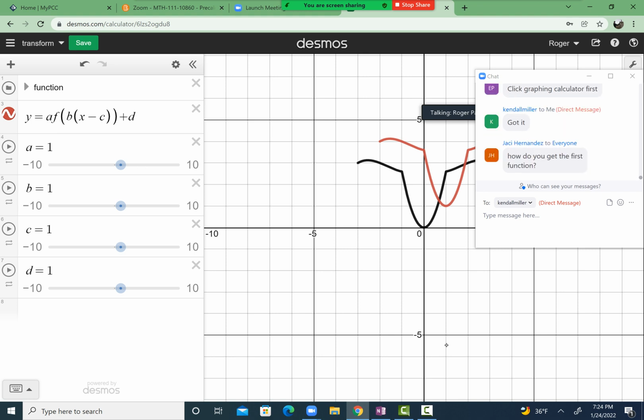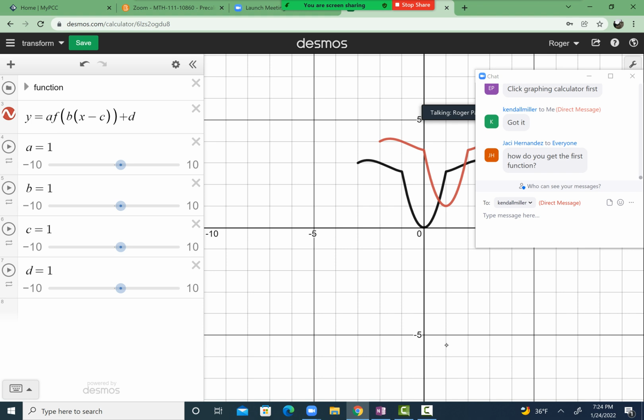All right, how do you get the first function? Okay, I'll have to show you. But play with this a little bit and see what each one of those does. Now, I wouldn't recommend playing with them all at the same time to figure out what's going on.